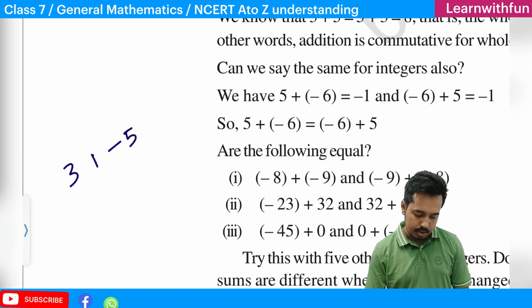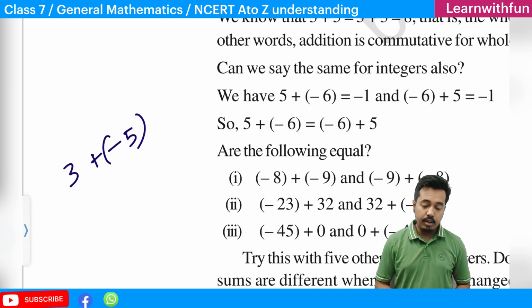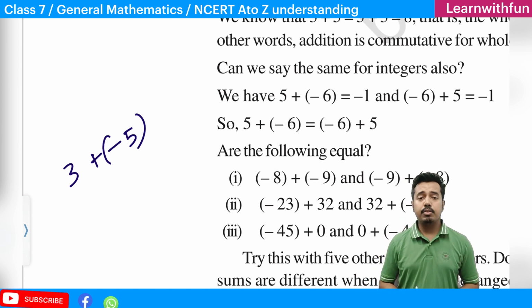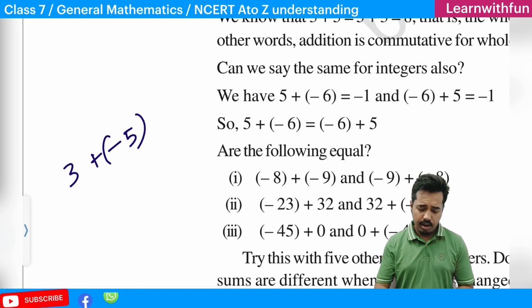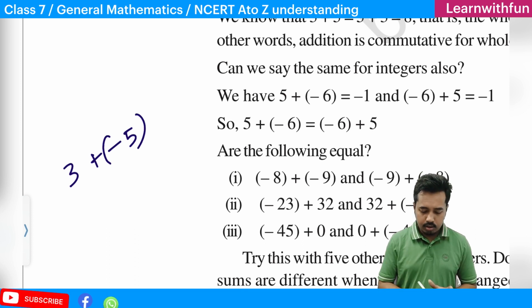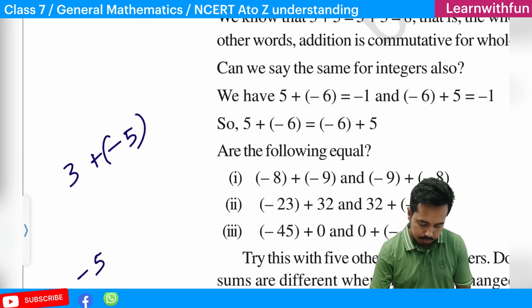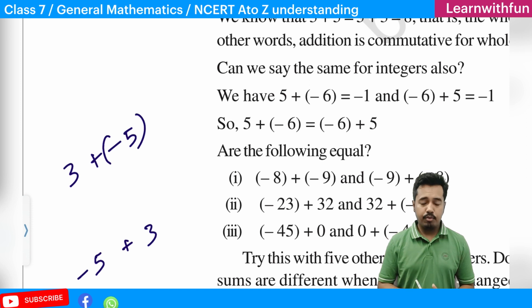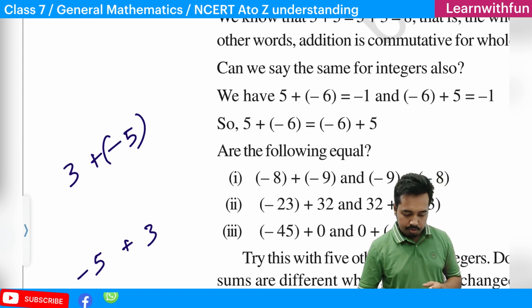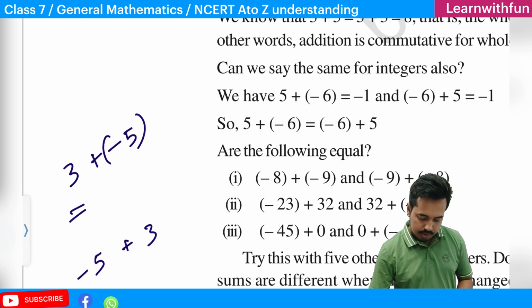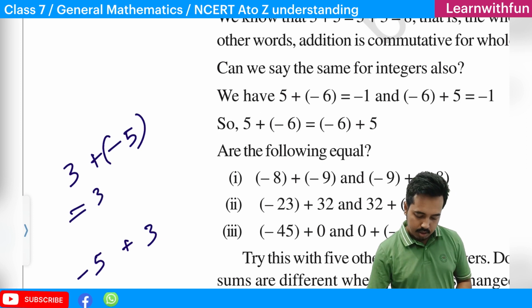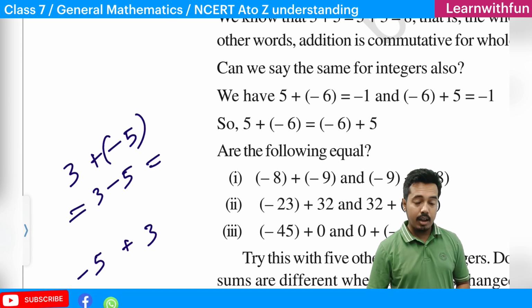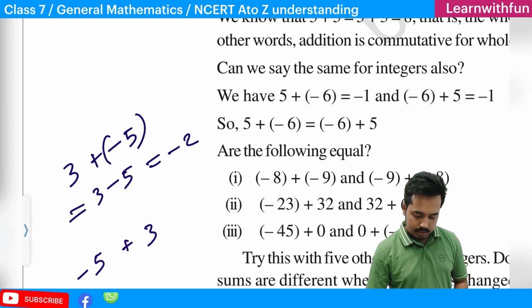in commutative property what we will have to do is we'll have to exchange the position of the numbers. There are two numbers, the first number is 3 and the second number is -5. Now we will exchange their positions, that is we will take -5 in the first position and +3 in the second position. Now we will have to find the value in both the cases. In the first case you will get 3 plus minus, they will combine to give -5. Now 3 minus 5 will give you -2.